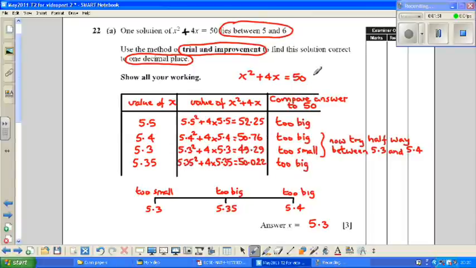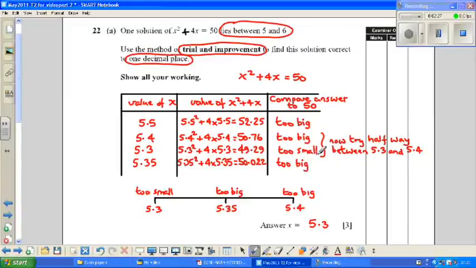Again, the answer is supposed to be 50, and our answer is still too big, so we're going to write too big. That means that's going to give us guidance that our next guess should be smaller. This time we'll try 5.3. We're going to substitute 5.3 into our equation, so x squared becomes 5.3 squared, plus 4x becomes 4 times 5.3. When you key that into your calculator you get 49.29, and we compare that to 50. This time it's too small.